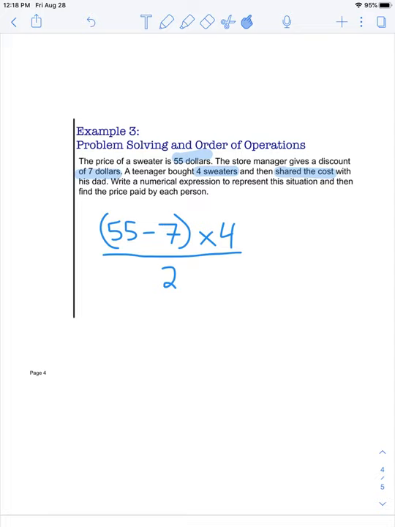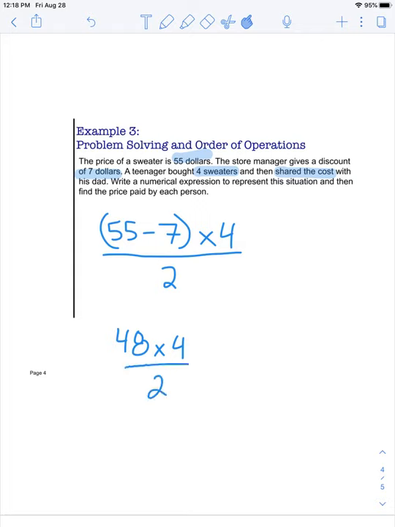So using GEMDAS, just a side note, this fraction bar is also a grouping symbol. So after we do the parentheses, we have to do the multiplication before dividing. All right, so 55 minus 7 is in parentheses. We're going to do that first. 55 minus 7 is 48. So now I have 48 times 4 divided by 2.